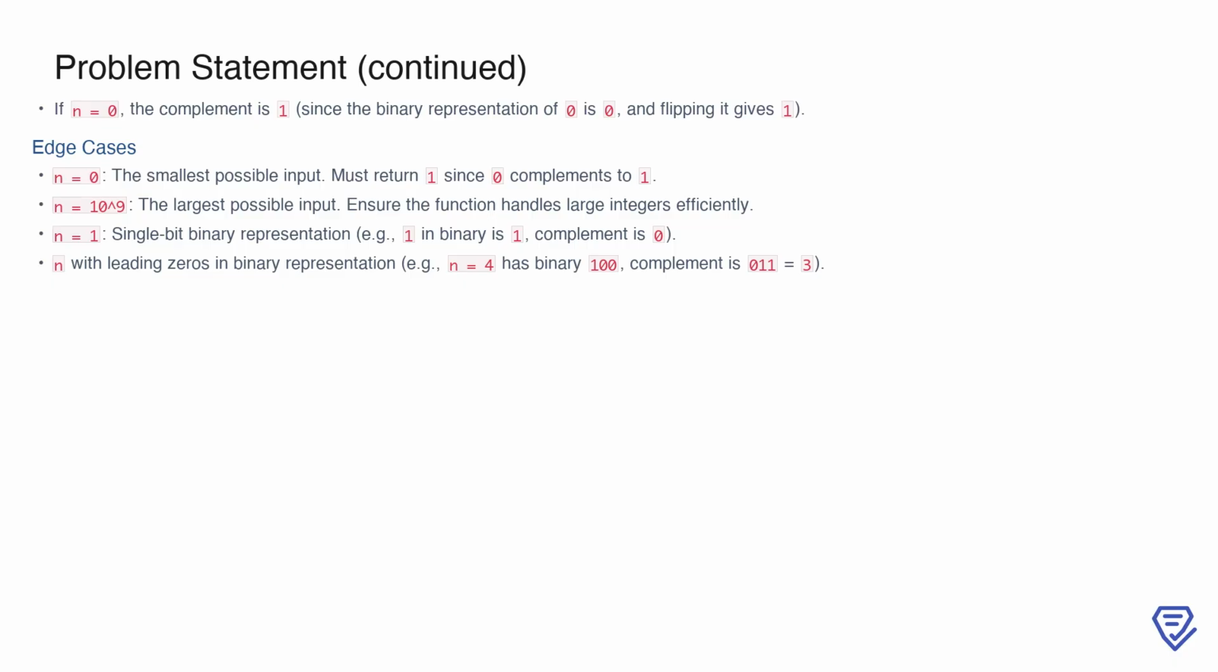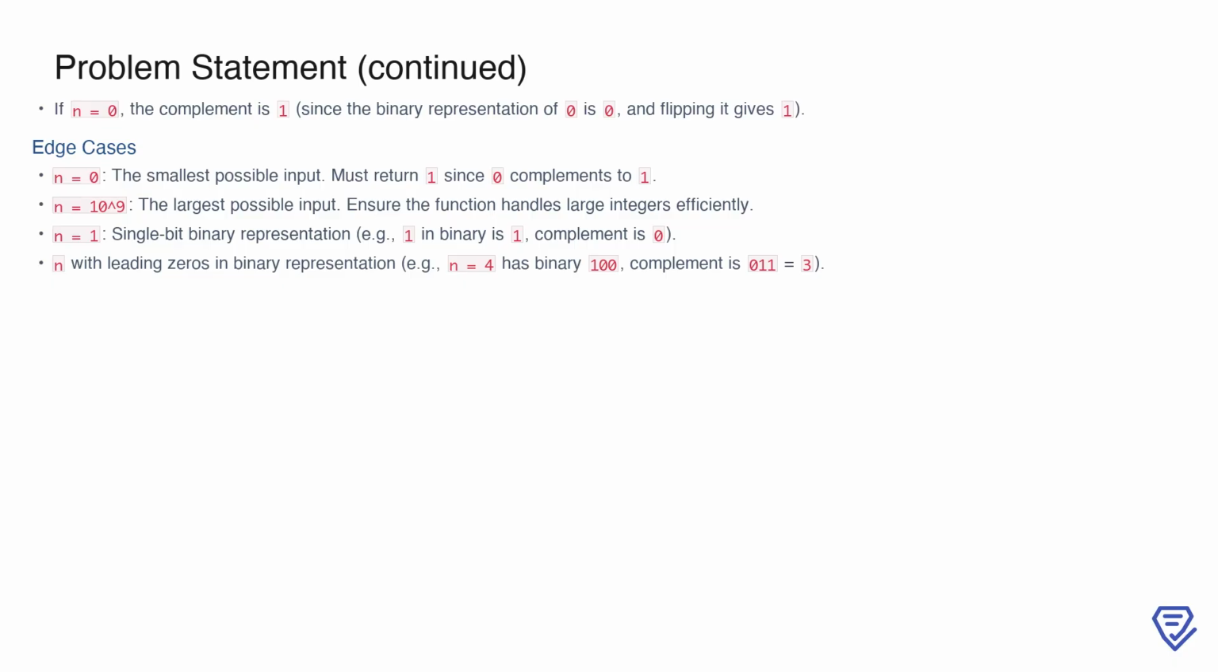For edge cases, consider when n equals 0. The binary representation of 0 is simply 0, and flipping this bit gives 1. Therefore, the complement of 0 is 1. Another edge case is the largest possible input, n equals 10 to the power of 9. The function must handle such large inputs and compute the complement efficiently. For a smaller input like n equals 1, the binary representation is just 1, and flipping the bit gives 0.